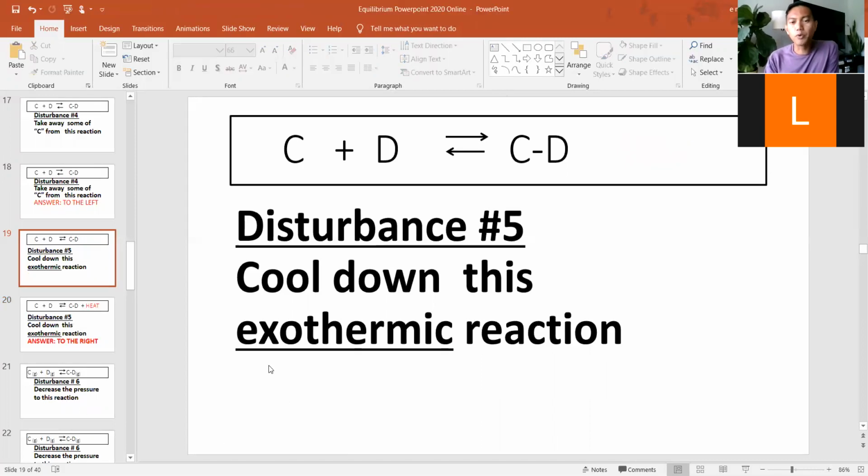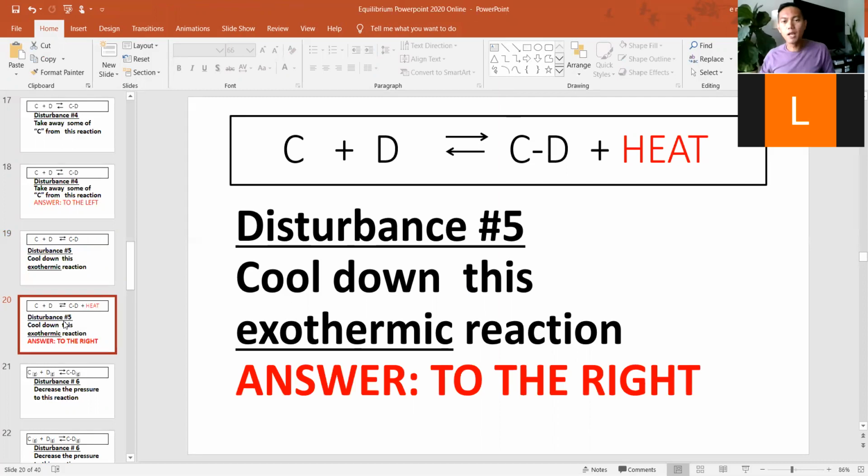All right, originally we would have just seen this, C plus D, and then it would just say, what if we cool down this reaction? Since we've seen the answer, first hint there is exothermic. So if it's exothermic, the word heat must be on the right side. So exo meaning it's getting produced, it's leaving the system. So it must be on the right.